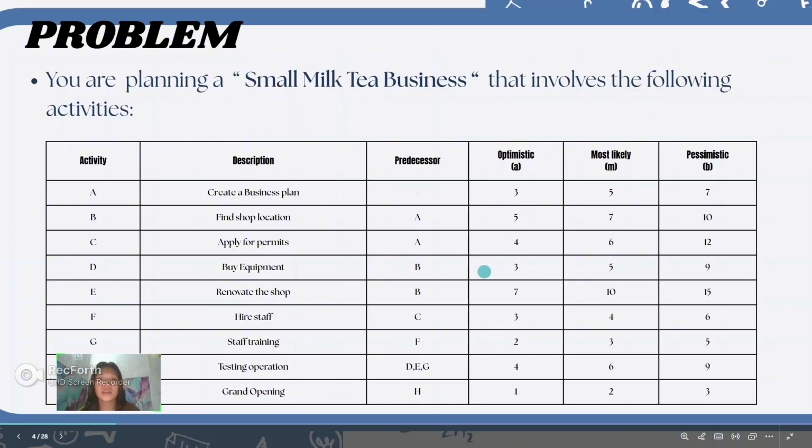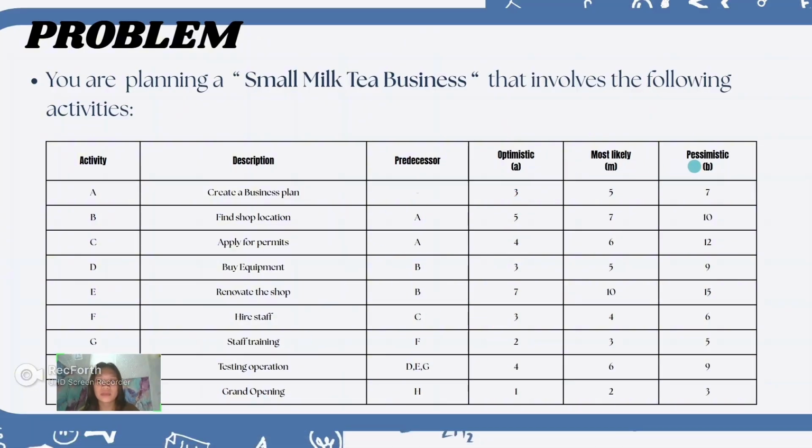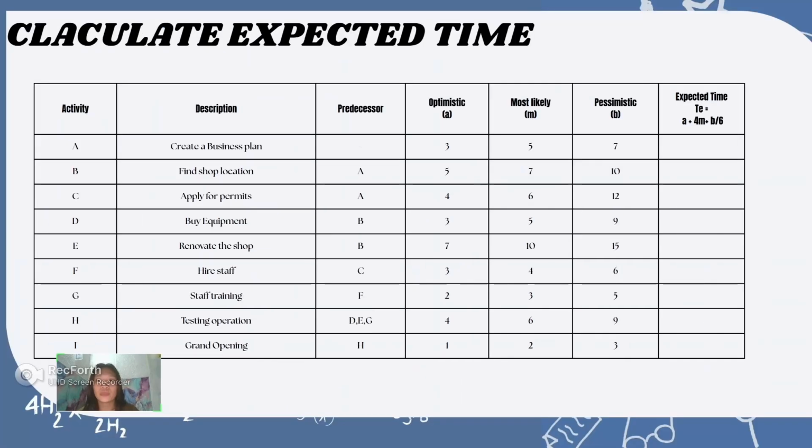In this table, we can see the list of tasks. They have optimistic, most likely, and pessimistic times, and each of the activities has its own predecessors. Our task is to compute the expected time for each activity to analyze the whole project using PERT or CPM. To compute the expected time, we will use the formula TE is equal to A plus 4M plus B, divided by 6. Let's compute first activity A, which is A plus 4 times 5 plus 6, divided by 6, is equal to 5.